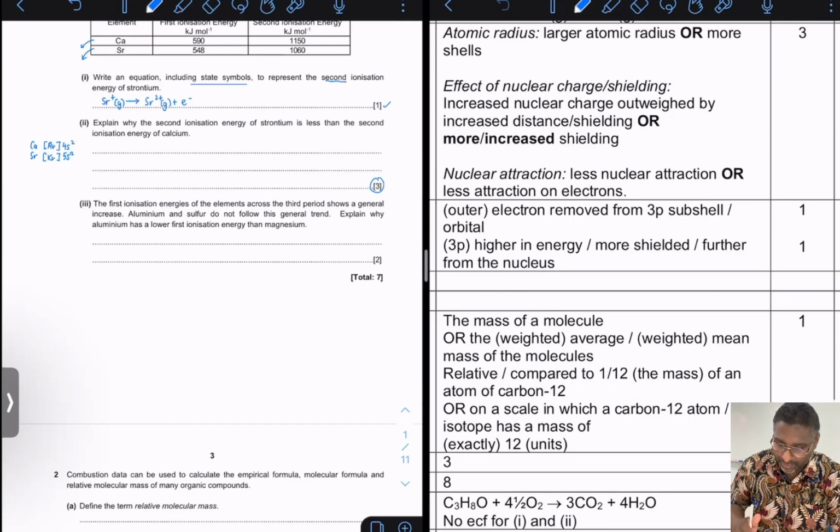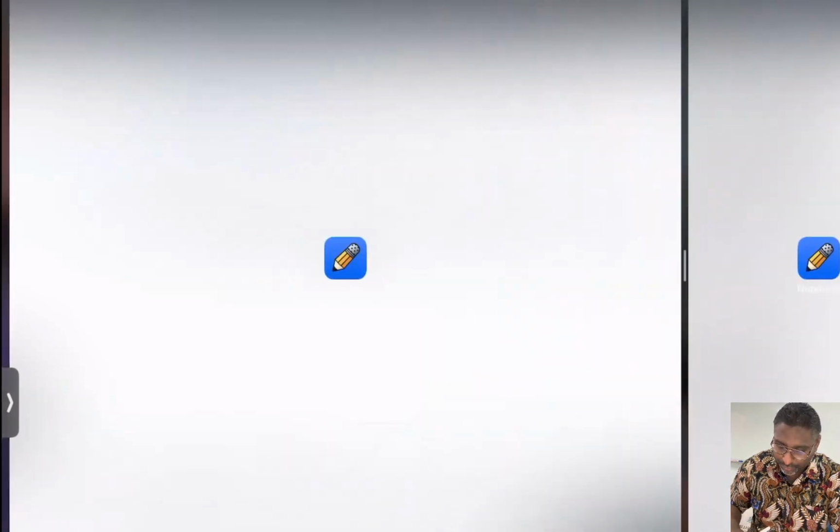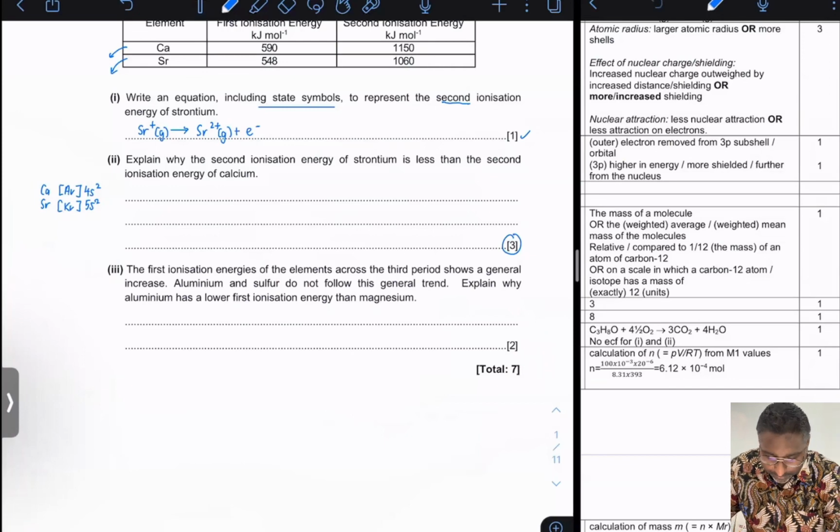So you see, there are 3 points that they want you to answer. It means now you are going to explain based on strontium. Please remember this one thing. One thing that I noticed with our students is when they ask about strontium, you go and explain about calcium. They are asking you to compare, yes, but the question is about why strontium. So you don't go and explain about calcium.